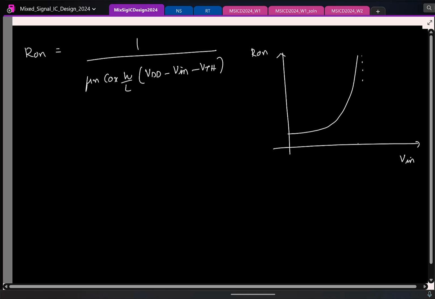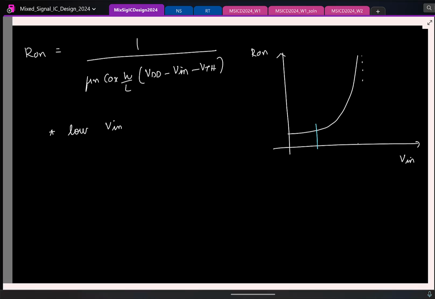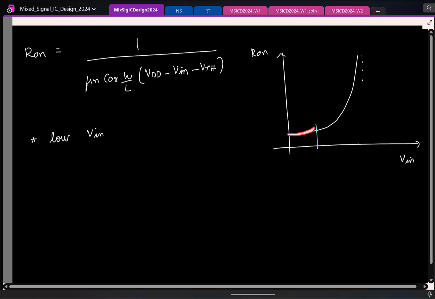So now we can clearly see, if I were to use an nMOS transistor as a switch, I cannot use it for this range of voltages. I can only use it for a small range of voltages. Okay. So this is a good switch for low Vin. And another thing to notice, let us say the Vin is also low. If my Vin is changing in this small region, what can you say about R on?